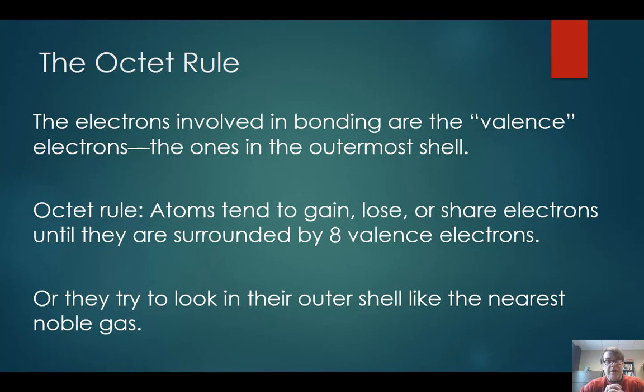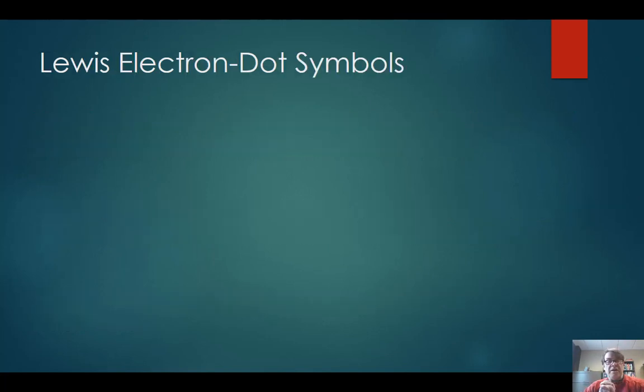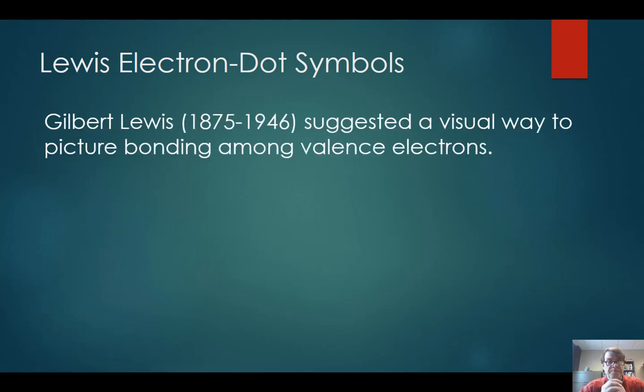That's the octet rule. The octet rule says that the non-transition metals, the heart of the periodic table, want to get to 8 in their outer electron shell. And that means it'll look like the nearest noble gas. Okay, so what are Lewis symbols, Lewis electron dot symbols? Well, they're named after Gilbert Lewis, who suggested a visual way to picture bonding among valence electrons.